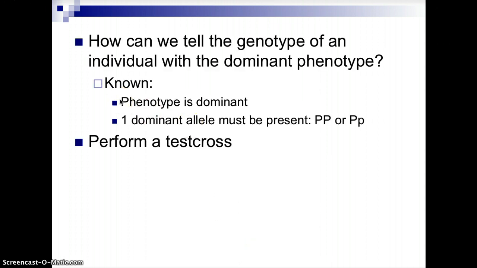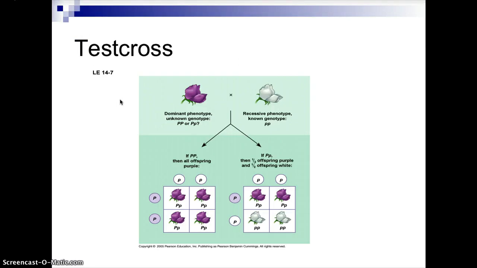Now, a test cross. How can we tell the genotype of an individual that expresses a dominant phenotype? Basically, what we need to know here is that the phenotype is dominant, therefore one dominant allele must be present. So you have a dominant phenotype, therefore your genotype could be homozygous dominant, or it could be the heterozygous genotype. And to figure out what the unknown genotype is, you could perform a test cross. And we'll go over an example of that.